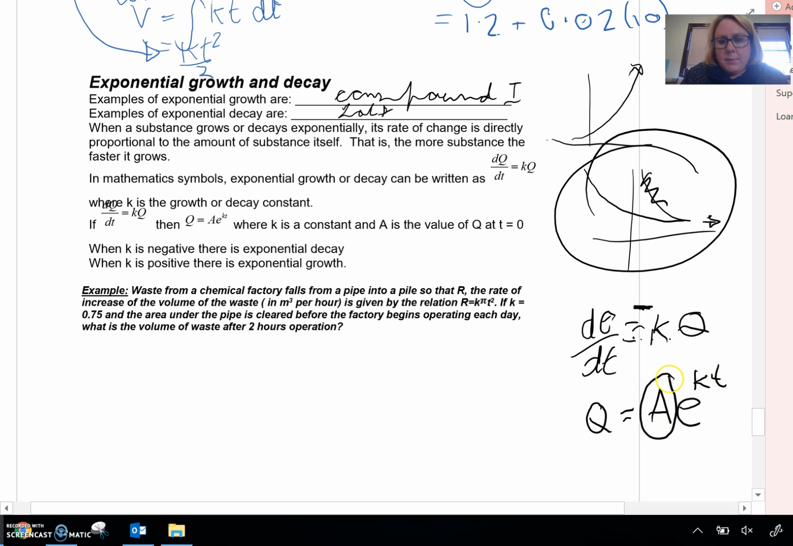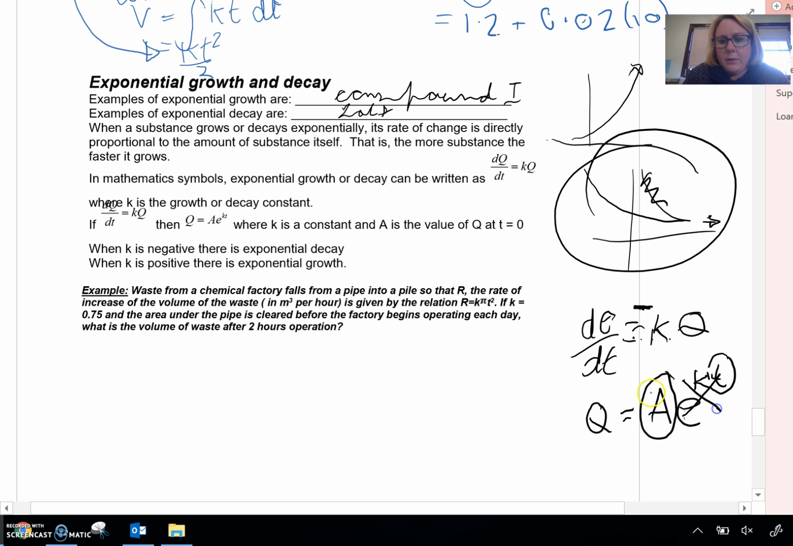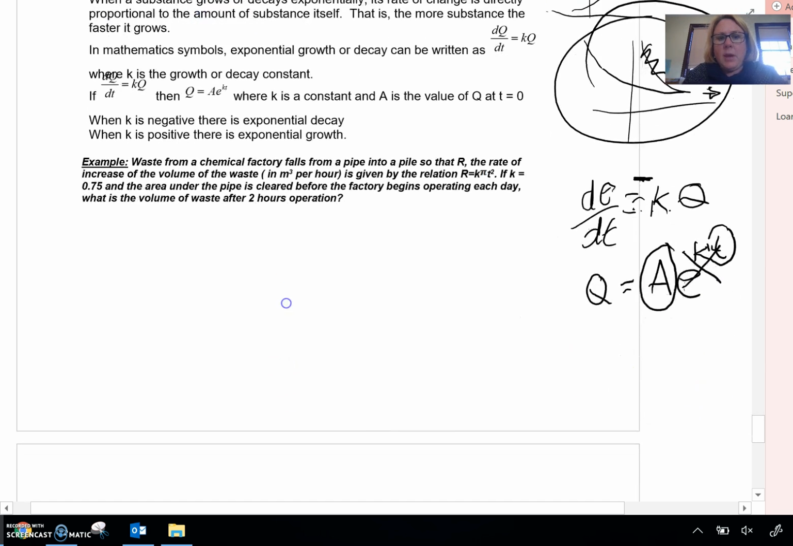How do I get this as my initial amount? Well, when t is 0, all that will equal 1, and it will just be a. This formula does not change. These are my exponential growth and decay formulas.